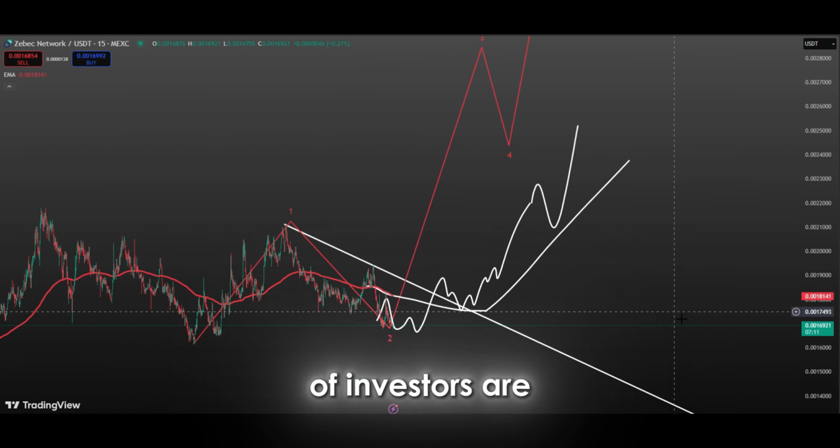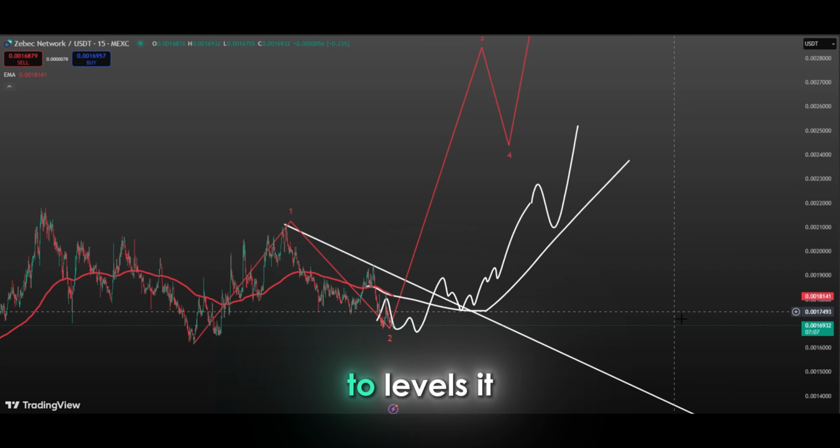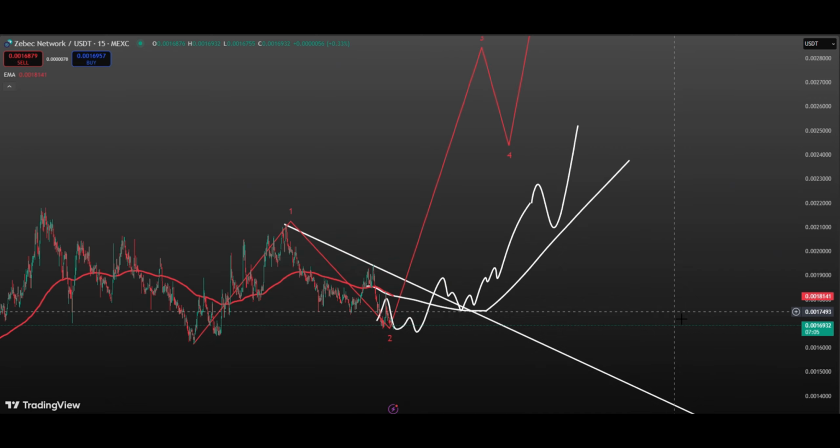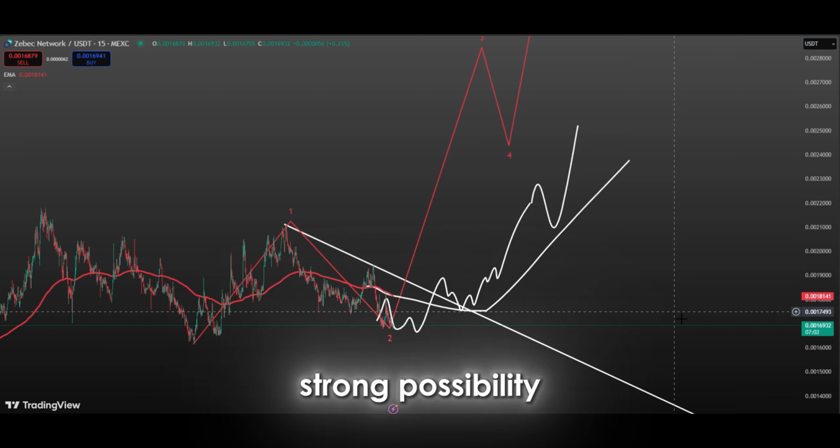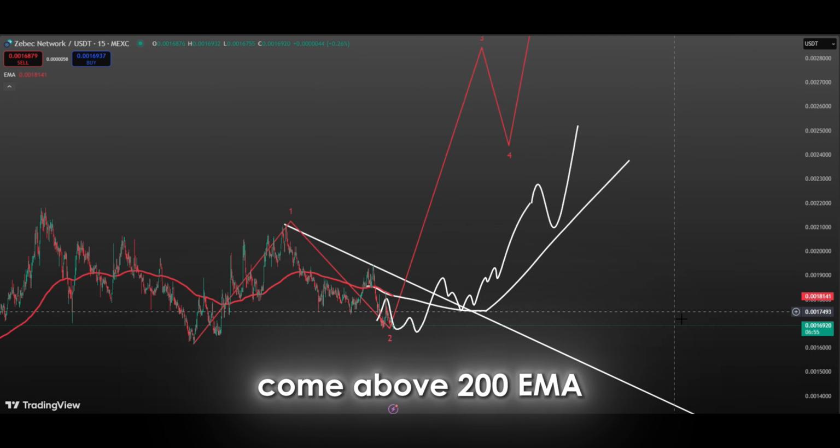Since the majority of investors are watching this level carefully, a wave of buying after the breakout could pave the way for the price to rise to levels it has never reached before. In the current outlook, this possibility stands out as a strong possibility, and if the price takes this step successfully, a positive scenario may await us in the long run. Above 200 EMA is always positive for the price. The best rises come above 200 EMA.